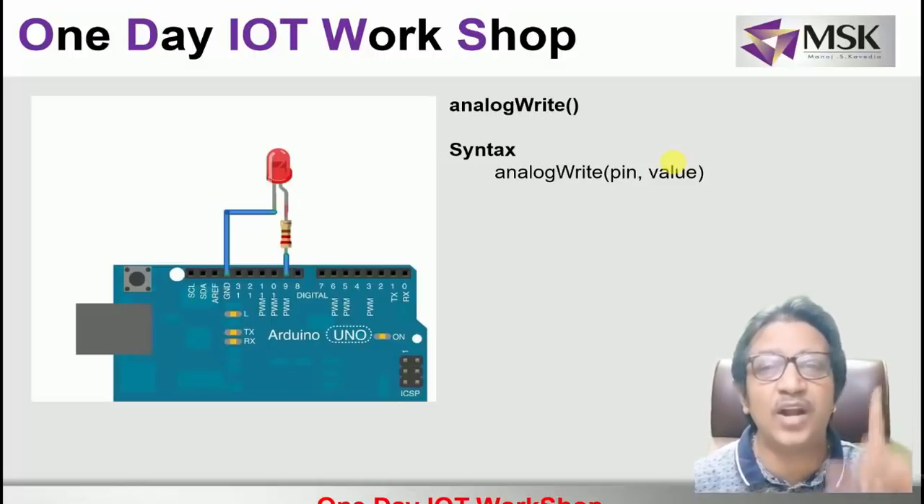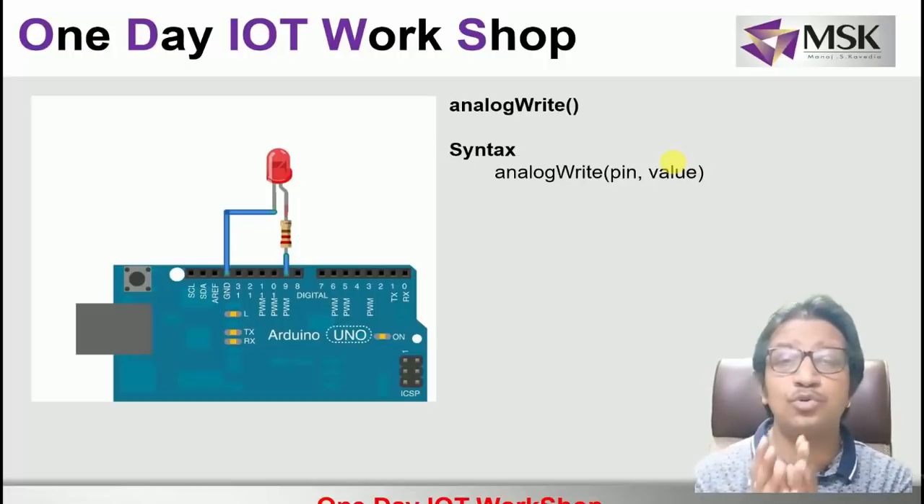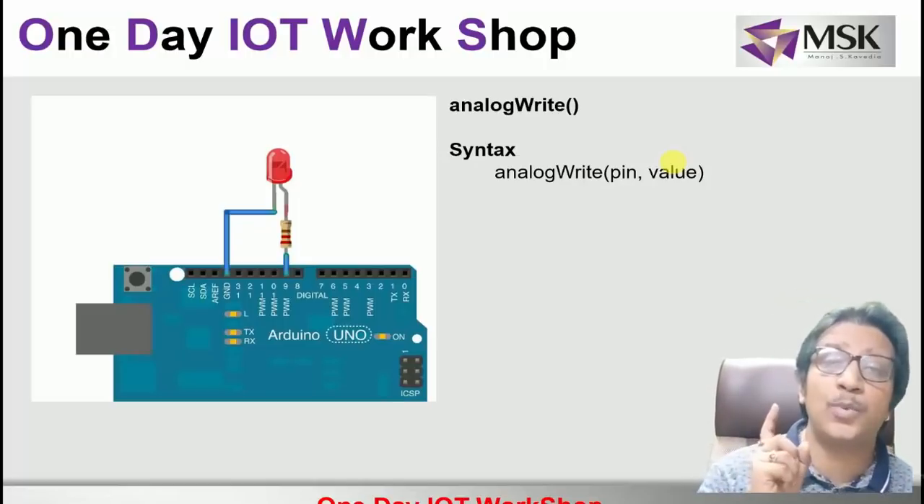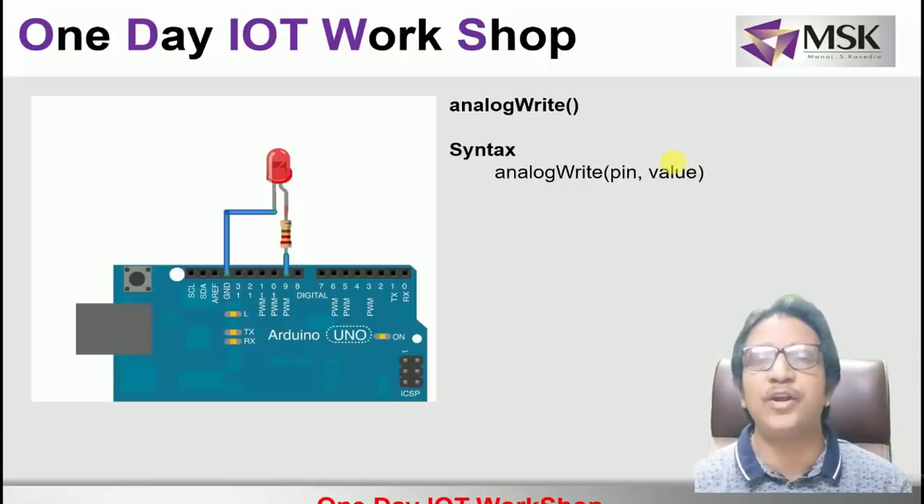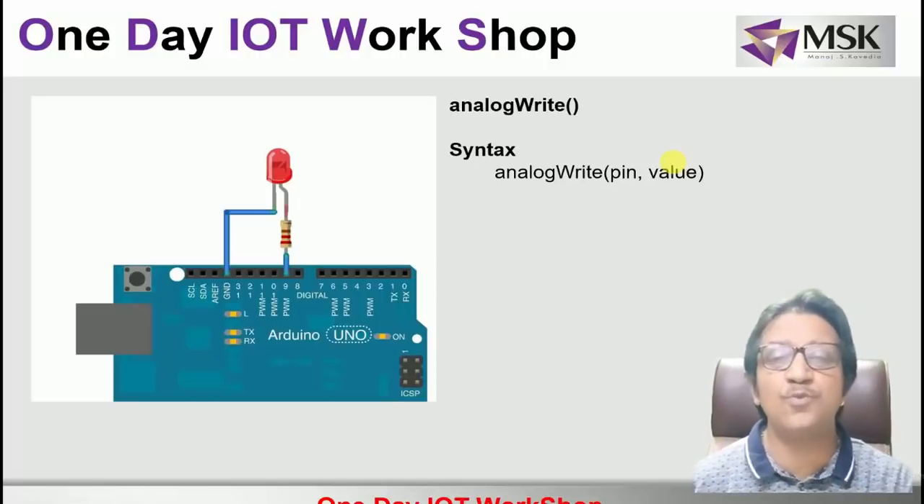In this way, by giving different values, I can control different analogWrite outputs, or different intensity, or different speed, or different audio tones. Friends, if you want to see how audio tones are generated with analogWrite, you can see my video on audio tone generation. So let's move further.